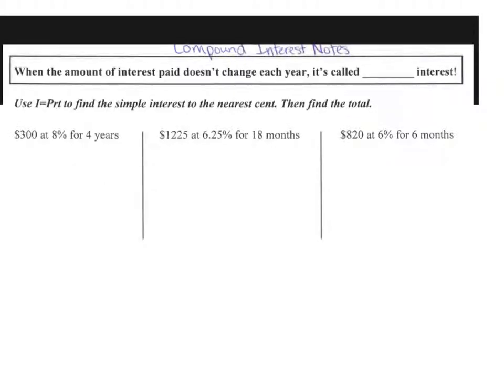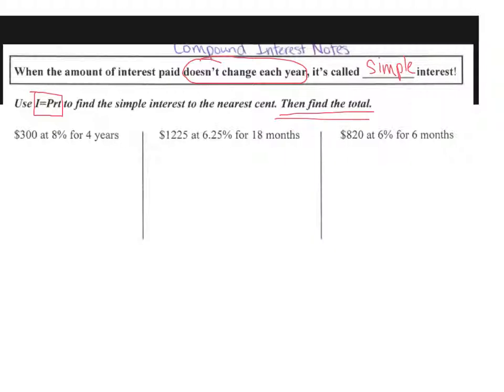Okay, our compound interest, when the amount of interest paid doesn't change each year, circle that. When the interest doesn't change each year, it is called simple interest. That's what we've been working on in class. So when we have interest that every year it's the exact same thing, it is called simple interest, and we use the formula I equals PRT to find simple interest to the nearest cent. Then you find your total.